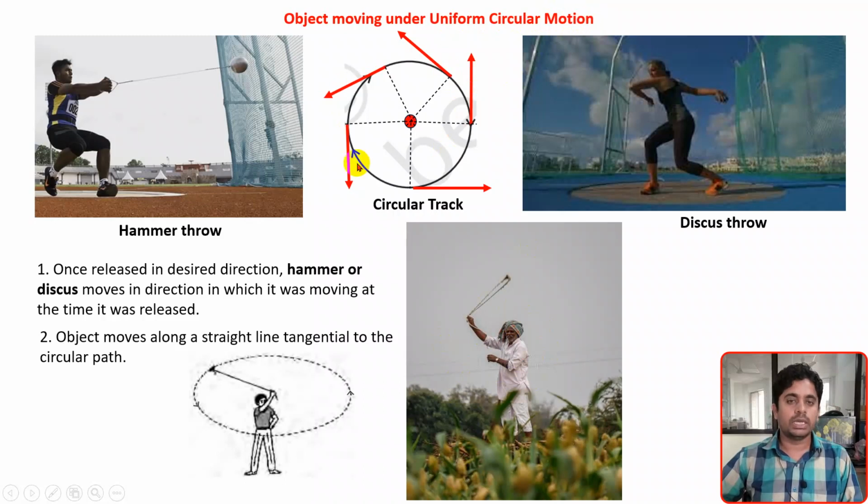The most important thing here is that at any position where the object is released, at that particular time, the object will travel in a straight path, but that straight path will always be tangential to the circular orbit, or tangential to the circle the object has made.